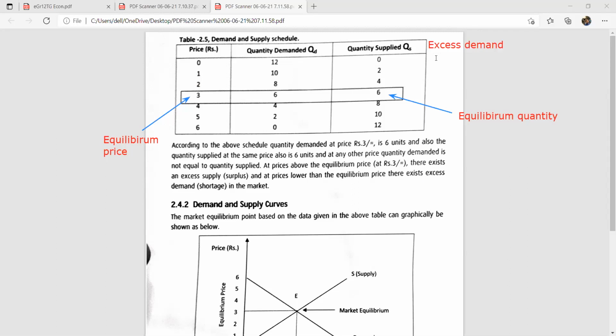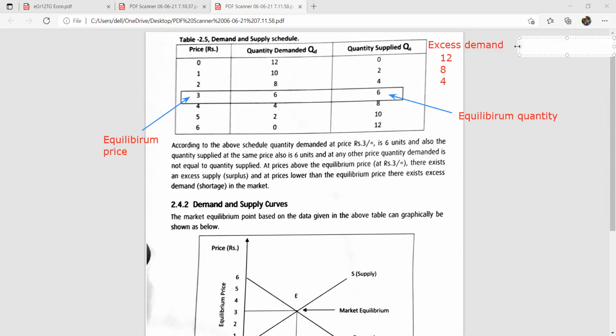So excess demand: in the first case, 12 is demanded, but no supply. That means 12 is excess. In the second one, 10 demanded, but only 2 supplied. That means 8 is excess. Then 8 demanded, but only 4 supplied. That means 4 is the excess demand.